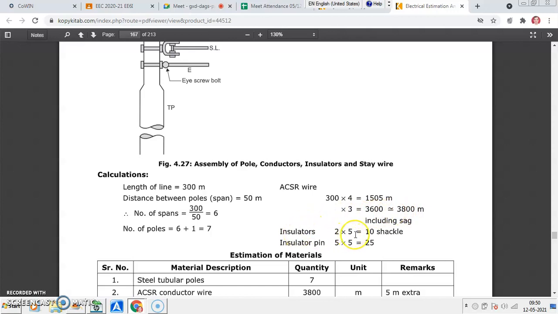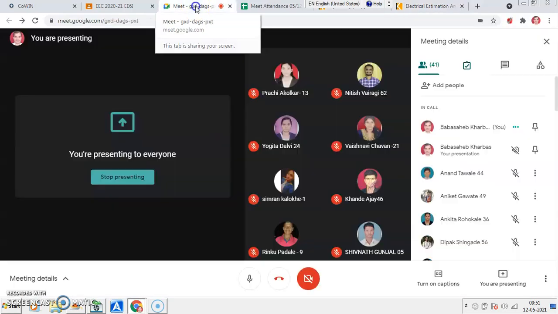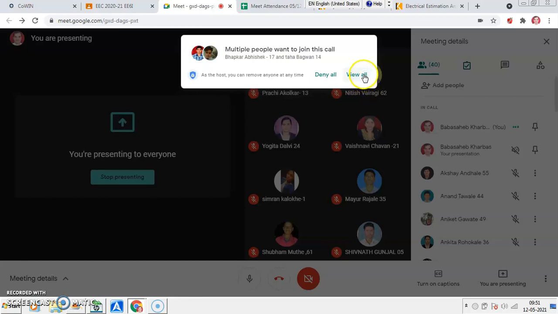You may have the number of insulators. 5 insulators are required per pole. Number of insulating pins for 5 insulators, into 5, 25. So like this you can have the list of material or estimation of the material. You can do it.